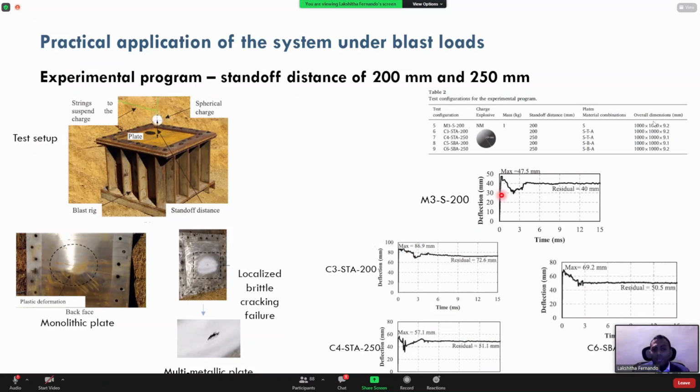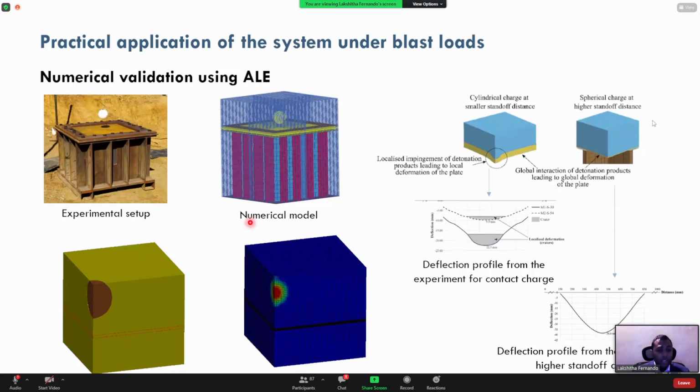Right? Now the significance of this is, when we use simple quantification methods like the single degree of freedom system, you are not able to capture all this. You will just get one final answer, maybe the maximum deflection or the residual deflection. But in reality, when there's a blast, there's more going on than the extreme values. So if you have to accurately capture those, you have to either do experiments or we need to use numerical simulations. So this slide shows you some of the simulations that we did.